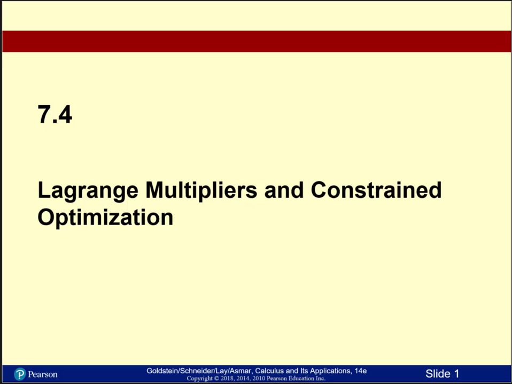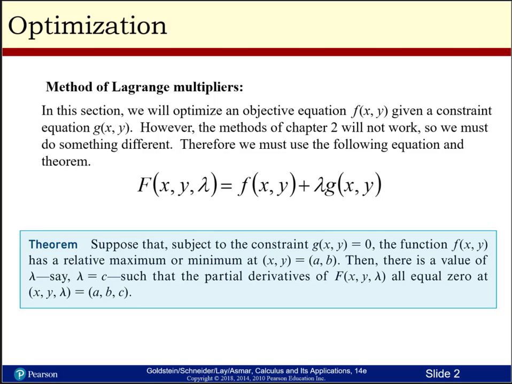We're looking at section 7.4 today, Lagrangian multipliers and constrained optimization. So, the method of Lagrangian multipliers. In this section, we're going to optimize an objective equation, f of x y, given a constraint equation, g of x y. However, the methods of chapter 2 will not work, so we must do something different. Therefore, we must use the following equation and theorem.